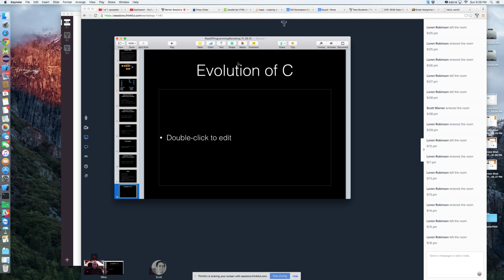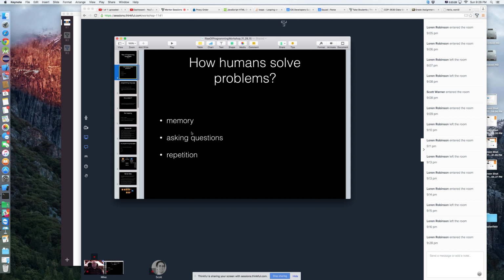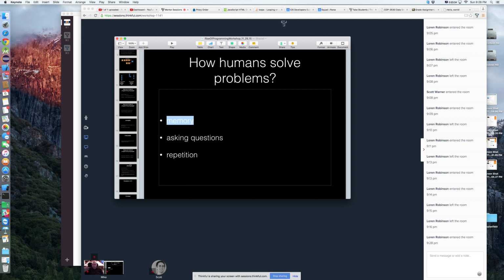Okay, so let's dive into the evolution of C. I like to look at C through the lens of the very first thing on our list here, and that's memory. I like to look at C through memory, or variables, because I think that's really where we see C evolve and then ultimately go away on us a little bit.